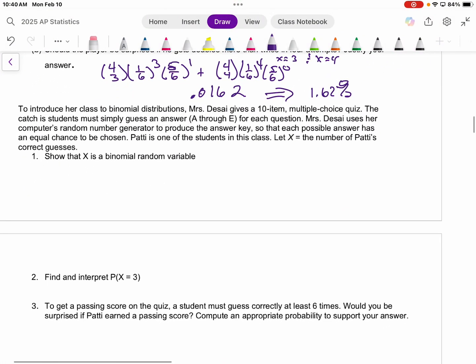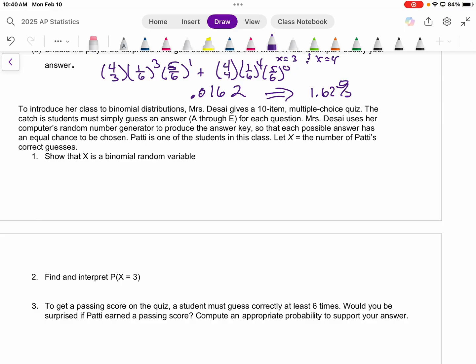To introduce your class to a binomial distribution, Ms. Desai gives a 10-item multiple choice quiz. The catch is students must simply guess an answer, A through E, for each question. Ms. Desai uses her computer's random number generator to produce the answer key so that each possible answer has an equal chance to be chosen. Patty is one of the students in the class. Let X be the number of Patty's correct guesses. Show that we can do a binomial random variable.